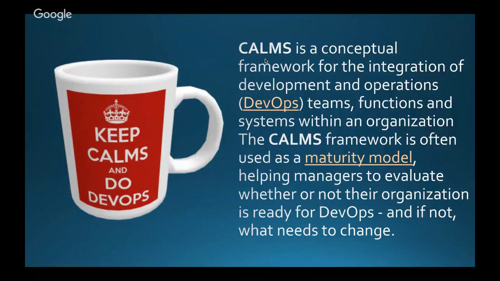CALMS is a conceptual framework for integration of development and operation teams, functions and systems within an organization. The CALMS framework is often used as a maturity model. It helps managers evaluate whether or not their organization is ready for DevOps, or if not ready, what needs to change and what needs to be improved. So if you want to implement DevOps into your team, you have to do this integration in your team, and then figure out whether your team is ready to go ahead with DevOps.